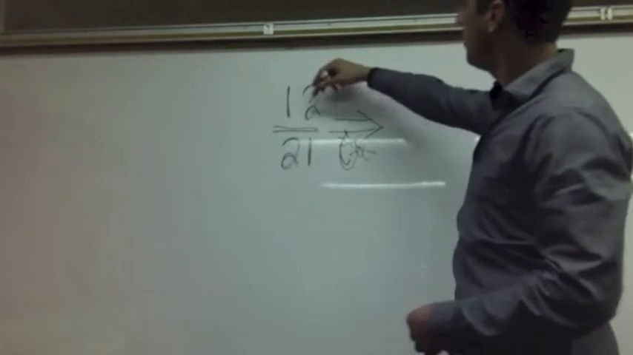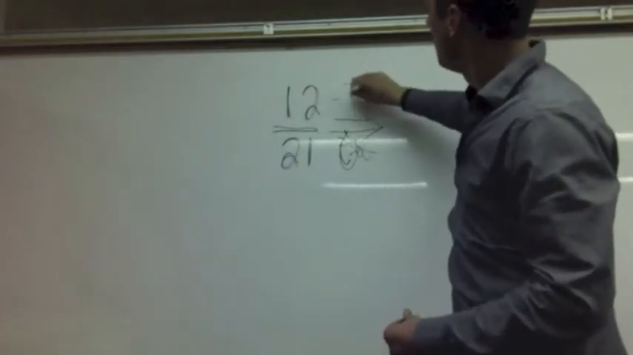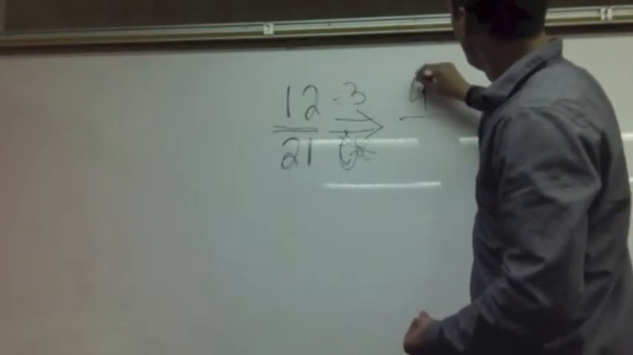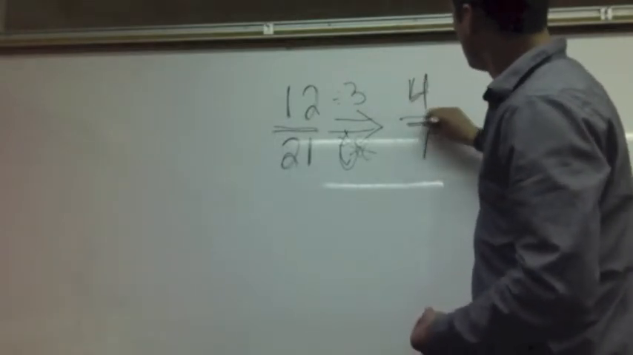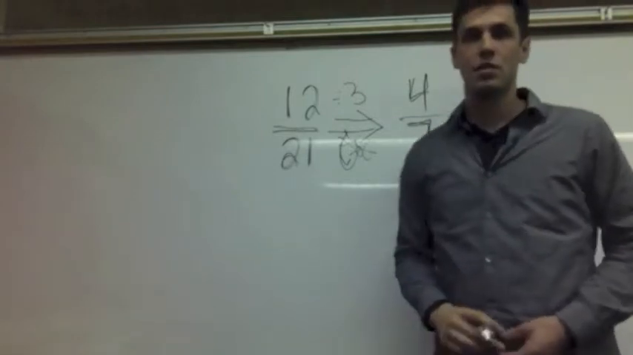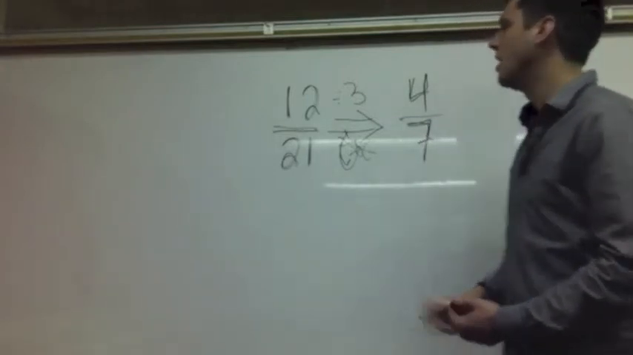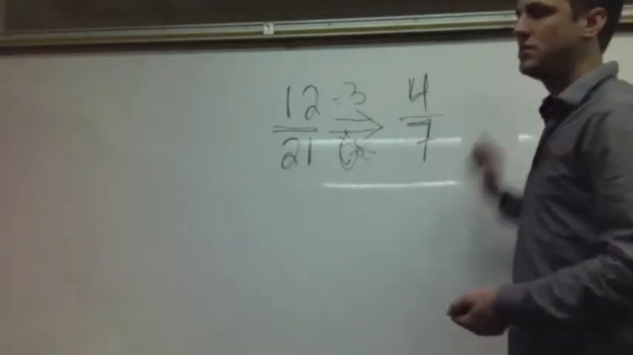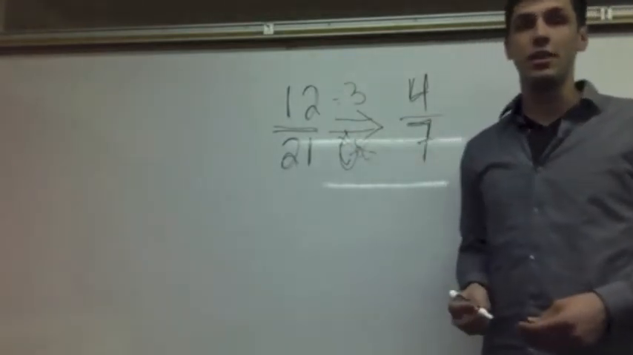Magic. And we will divide it by 3 to give us the fraction 4/7. So, in conclusion, simplifying 12/21, you divide by 3 and you get 4/7. You successfully multiplied a fraction.